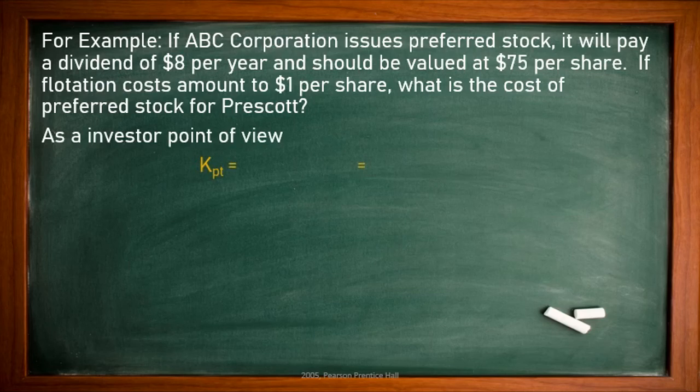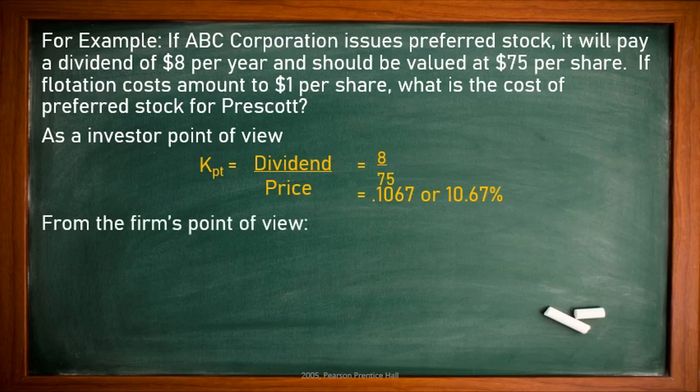From an investor's point of view, as you know, Kp is equal to dividend divided by price, or you can say 8, because the dividend we are paying is $8, out of 75. So we can say 0.1067 or 10.67% is the cost of preferred stock after tax.